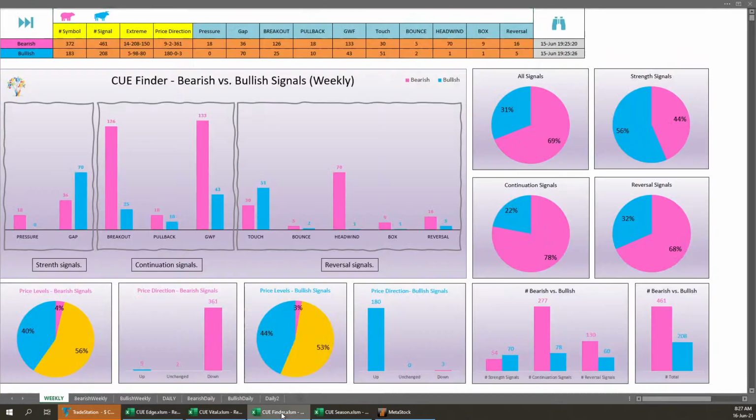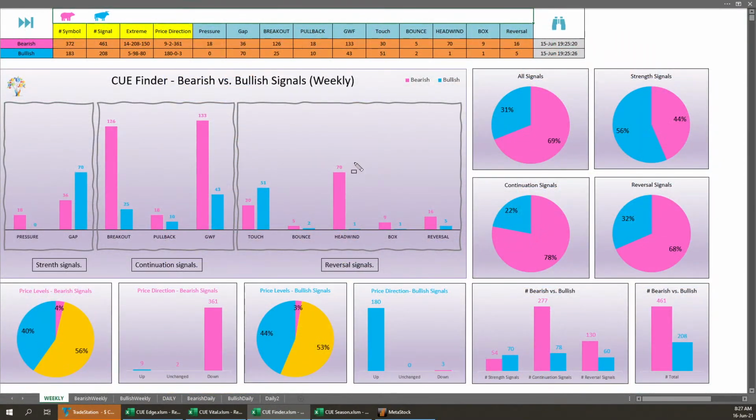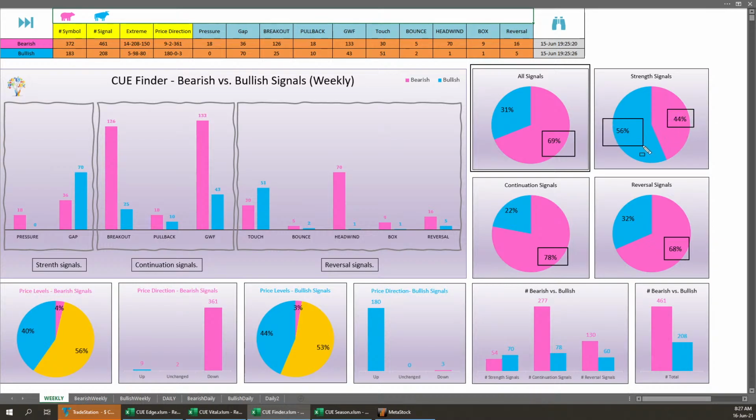What about Finder? There also we have some caution. Let me make sure it is the USA market. Yes. The weekly Finder balance between bears and bulls. It is not bullish. 69% of all signals are bearish. Trend continuation almost 80% bearish. Trend reversal also about 70% bearish. Strength signals more bullish than bearish.